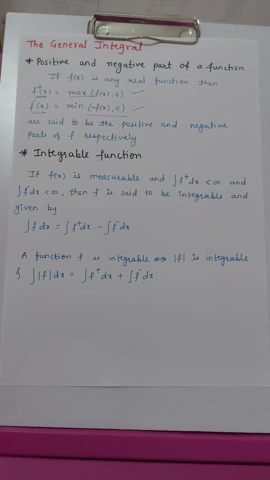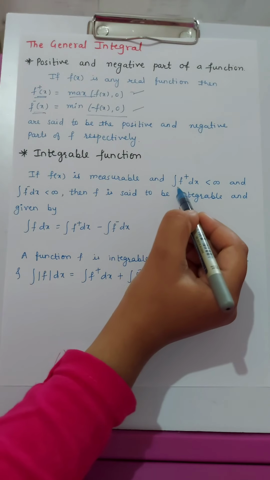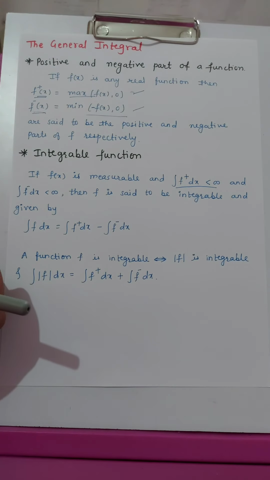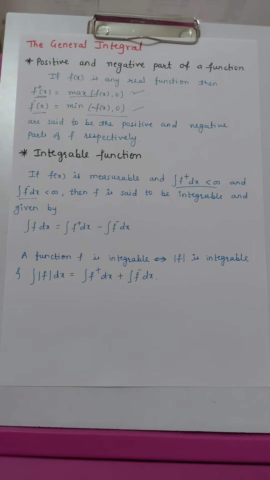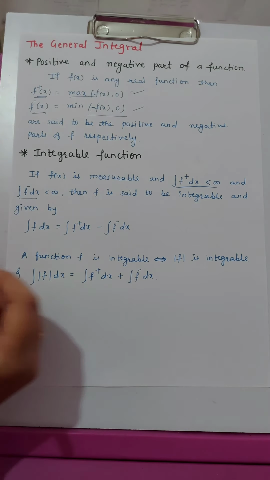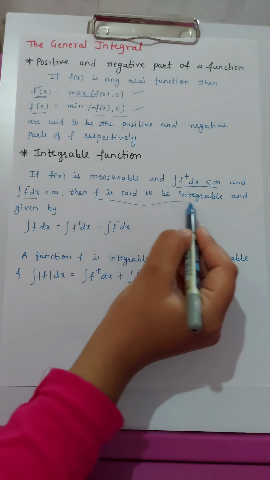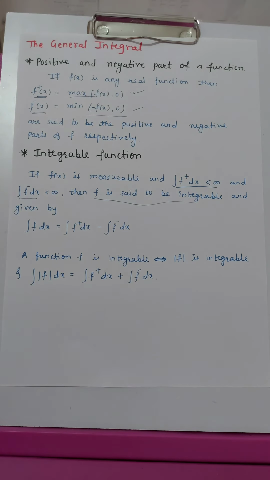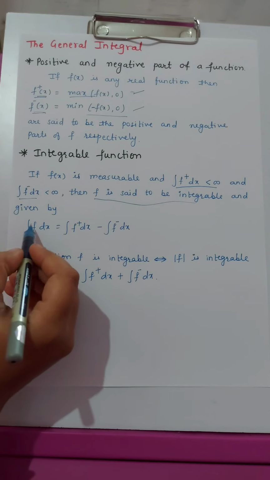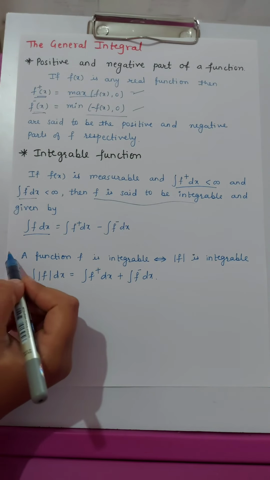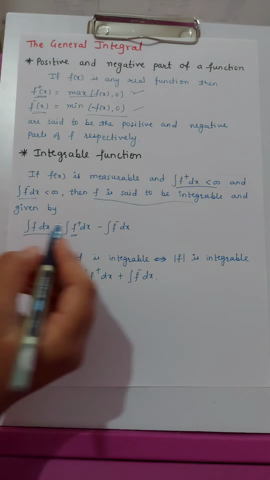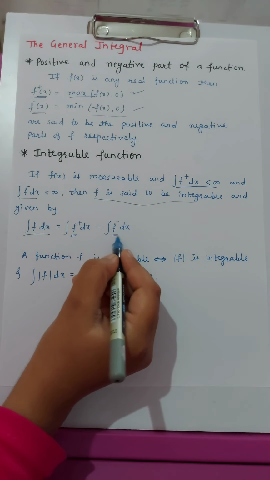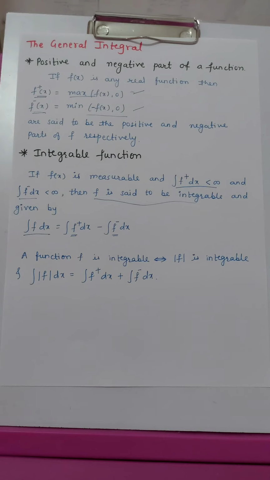Then what is an integrable function? If the integration of positive part dx is less than infinity and integration of negative part of function dx is less than infinity, then f is said to be integrable. That is, it is defined as integration f dx equals integration of positive part of function dx minus integration of negative part of function dx.